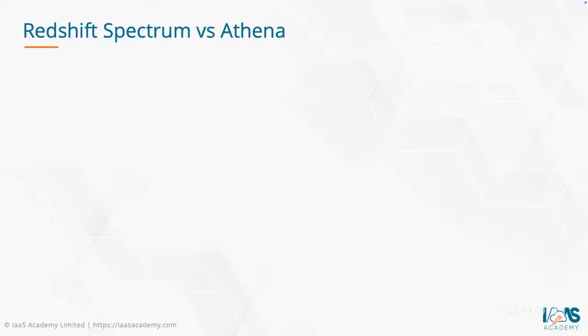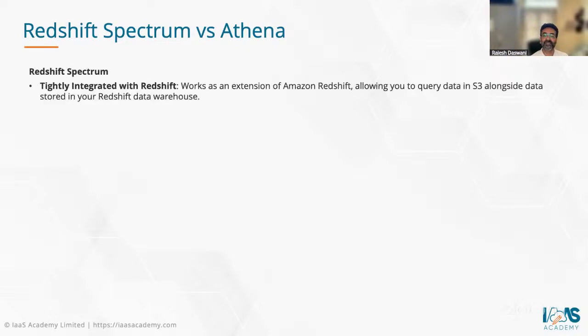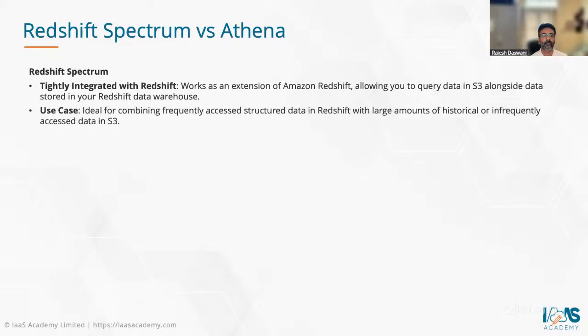There is another service that does that too, which is Athena. So it's a bit confusing, this one, and I want you to be very careful here. Redshift Spectrum is tightly integrated with Redshift. It basically works as an extension of Redshift, allowing you to query data in S3 alongside data stored in your Redshift data warehouse. So it's ideal for combining frequently accessed data in Redshift with large amounts of historical data, or maybe infrequently accessed data in S3. And it requires an active Redshift cluster as the compute engine.